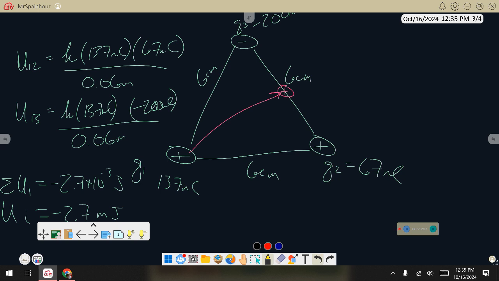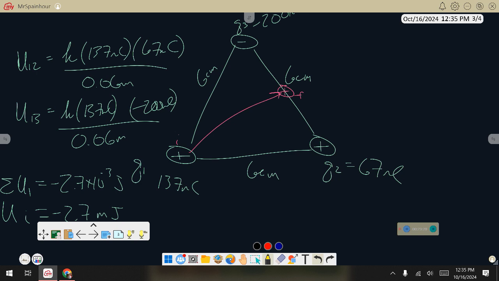Well, what's doing the pulling? Negative 200. What's doing the pushing? Positive 67. Right? So, which situation is more likely? This one, the initial, or the final position?